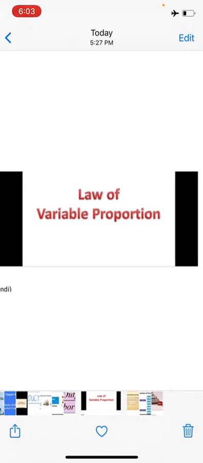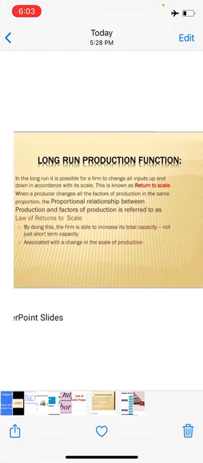And the last stage is the negative return. During the third stage, the TP and AP will be falling, and MP is negative. That is the reason why it is called negative returns, as your MP is negative here. So this is all about the law of variable proportion.